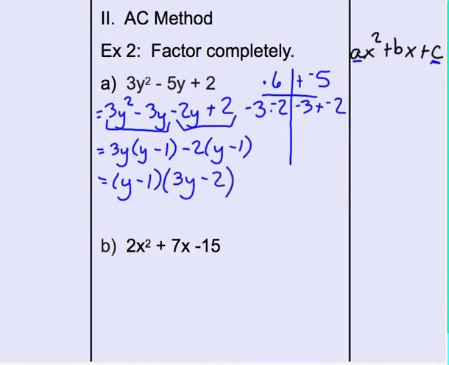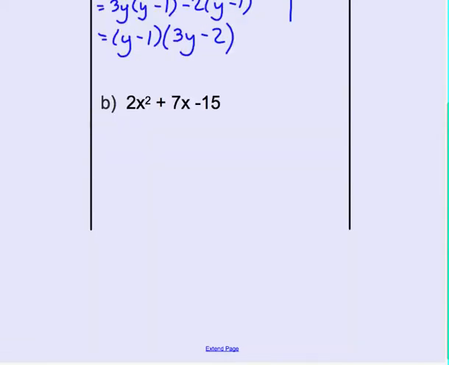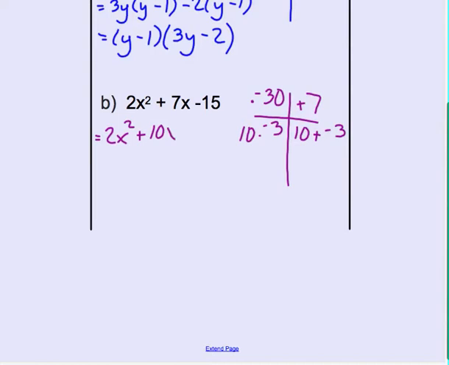We'll practice this a couple more times. Next one, look for a GCF. No common factor, so we're going to start by multiplying our 2 times -15 and seeing what multiplies to -30 and adds to 7. And I'm getting 10 times -3 and 10 plus -3. Again, use those to rewrite your middle term as 10x minus 3x, and then factor by grouping.